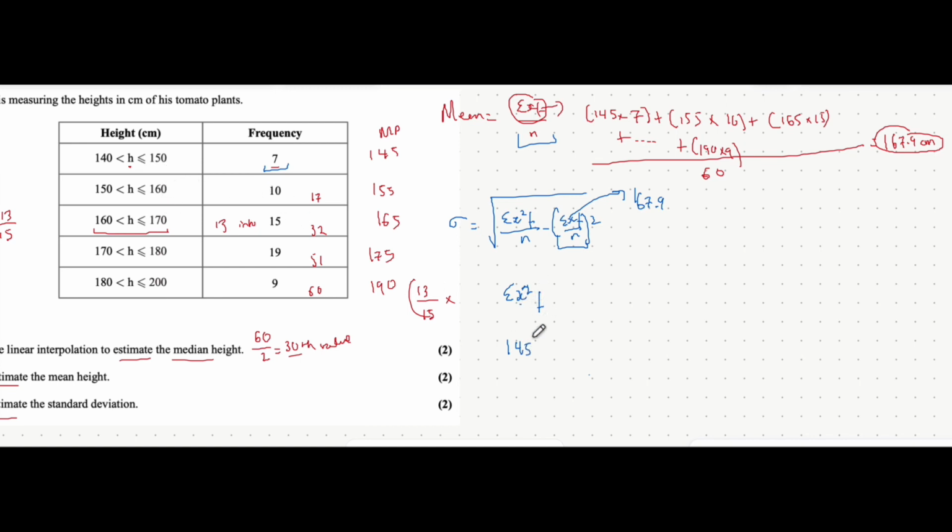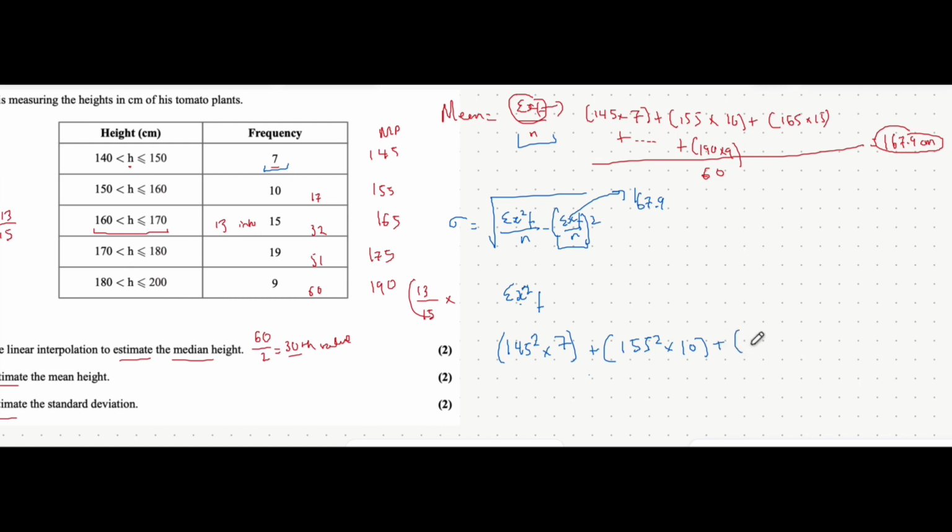So we do x squared, 145 squared, multiplied by the frequency of that interval, 7. And then this summation part here means that you add together the square of the midpoint times frequency of all of these intervals. For example, you add onto this the next midpoint, 155 squared, that represents x squared, and you multiply onto that the frequency of that interval that it came from. So that's the frequency of 10.